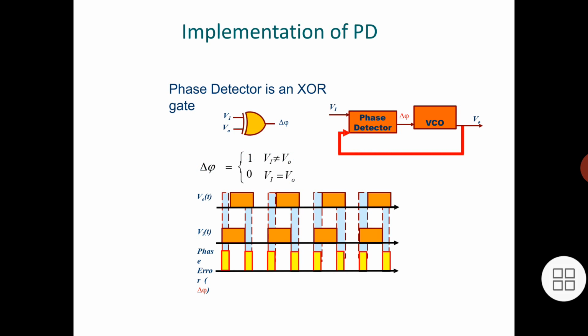And our first block in the PLL block diagram is phase detector. And here see the phase error. Phase detector means you can detect the phase error. Delta phi is equal to 1 when Vi not equal to V0, and 0 when Vi is equal to V0. All of you are familiar with these conditions. That means an XOR gate will give these conditions, and you can use an XOR gate as a phase detector circuit.